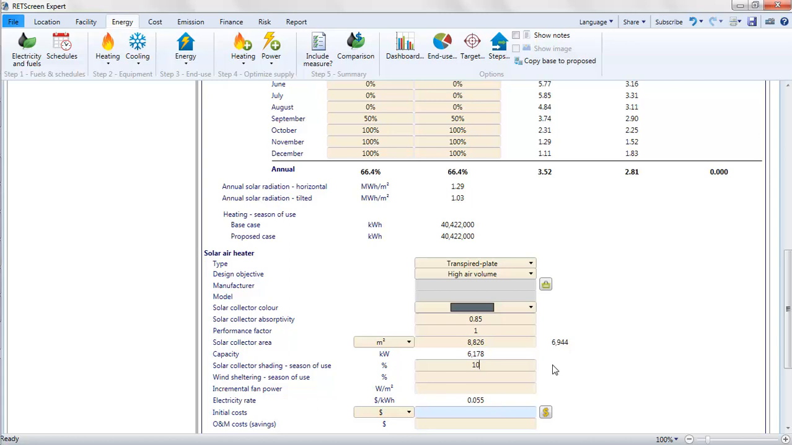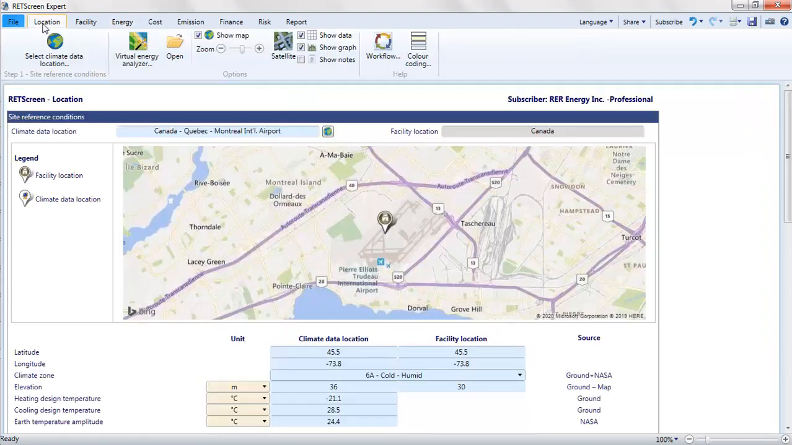We'll assume that buildings around this plant cause some shading of the solar collector during winter. I'll specify a 10% reduction in solar energy reaching the collector for the period of mid-September to mid-May. Winds influence the performance of the collector. Higher winds cause higher convective heat losses and thus less efficient operation.